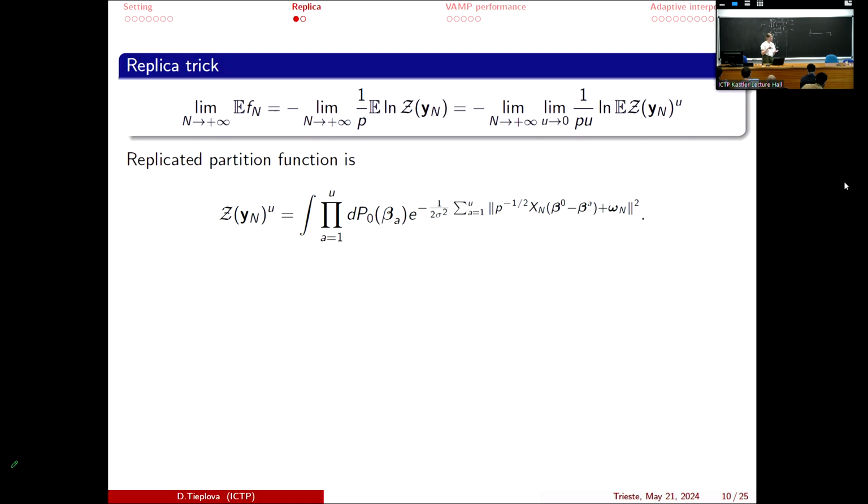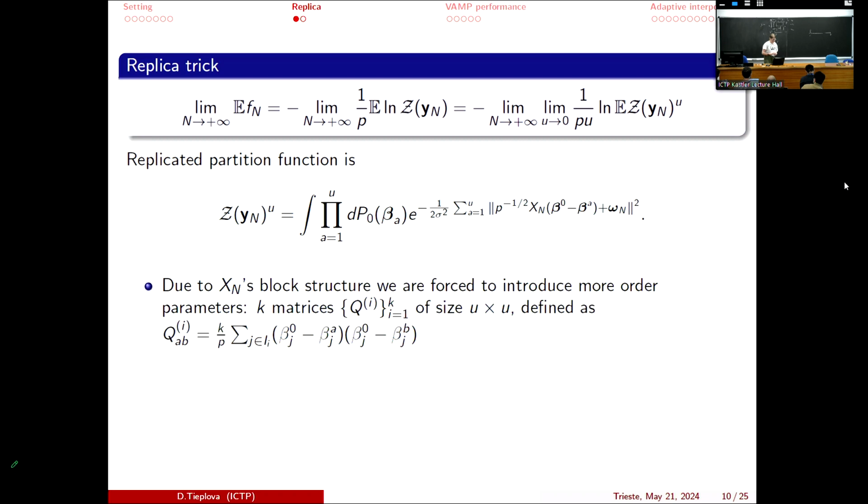Because of all this assuming, the replica method is not the most rigorous one, but it has proved itself worthy to try, because in many cases the conjectures that we obtain through the replica method, we were able to prove rigorously using some other methods. So the point is that first we are pretending that u is an integer, we are taking u different replicas from our posterior, and we are writing this degree of partition function through these replicas.